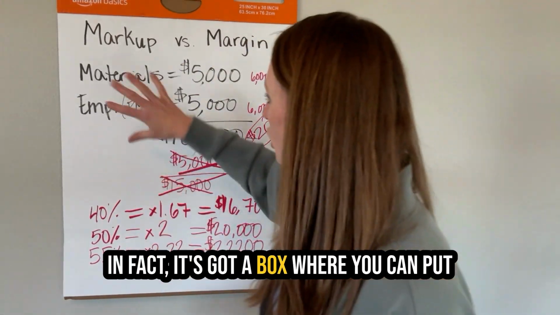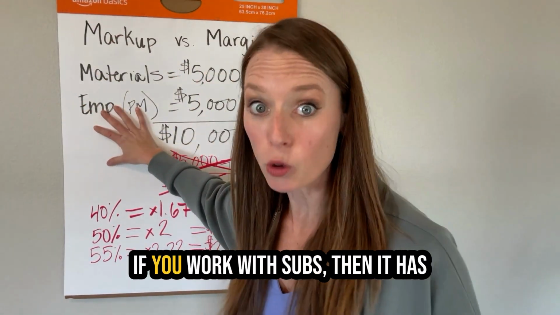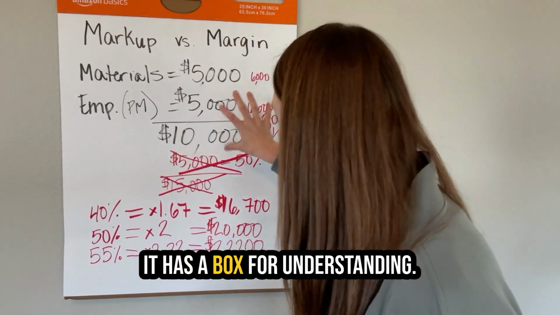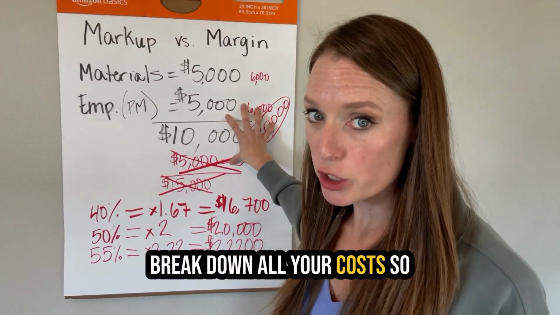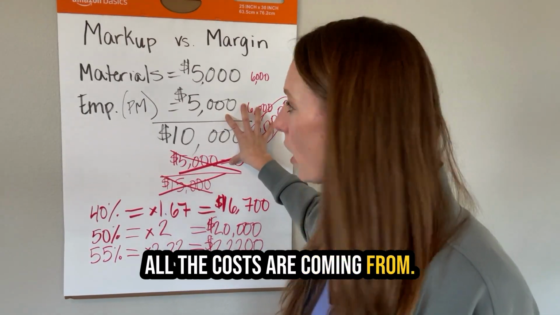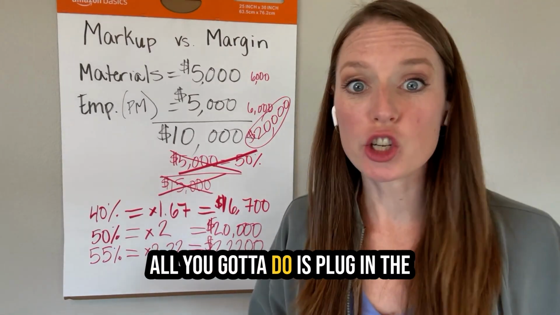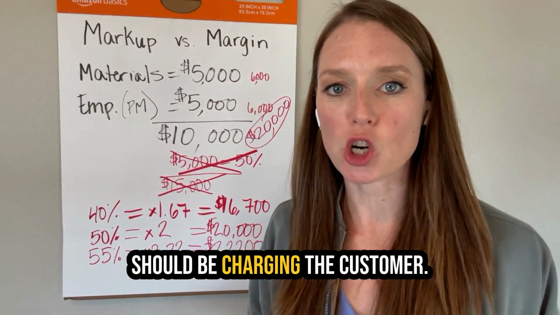In fact, it's got a box where you can put the amount of materials that are in it. It has a box where you can put employees. If you work with subs, then it has a box to put the sub amount in it. It has a box for understanding, and then it has a box to actually break down all your costs so that way you know exactly where all the costs are coming from and how to actually understand your numbers. And guess what? All you got to do is plug in the numbers that you know, and it will spit out what you should be charging the customer.